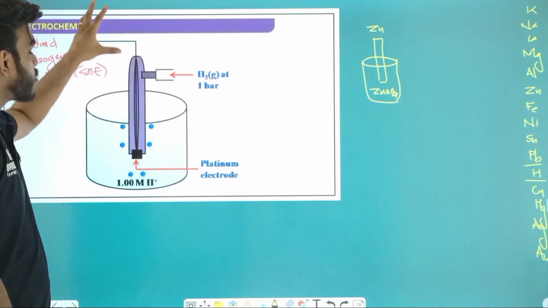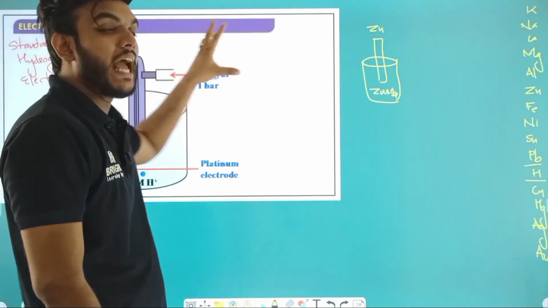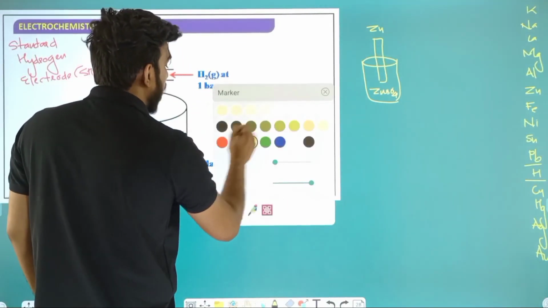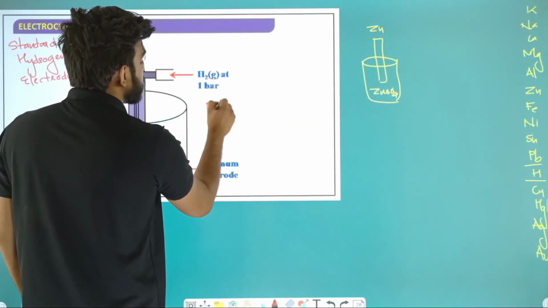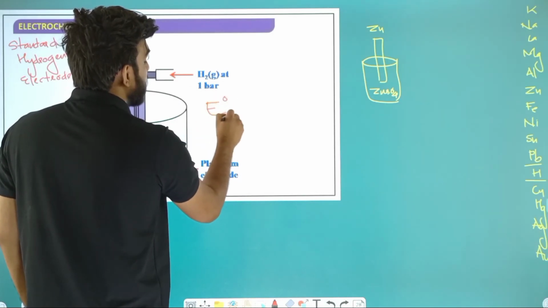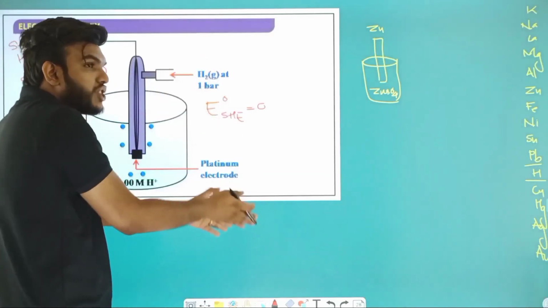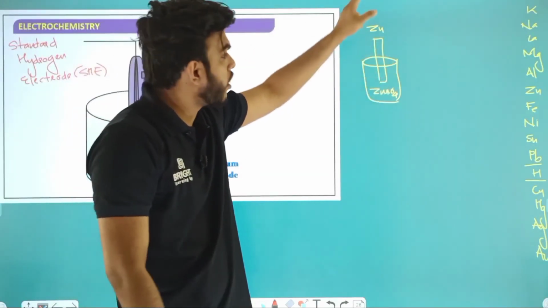This is SHE. The electrode potential of SHE is 0. You have to consider it like that. The electrode potential E0 value of SHE is always considered as 0. By connecting with the SHE, you will get the electrode potential of each compound.